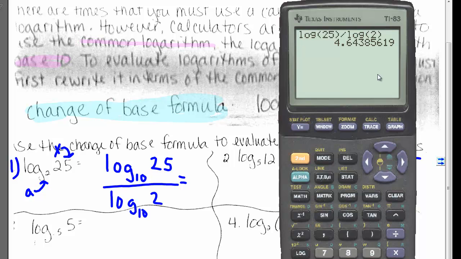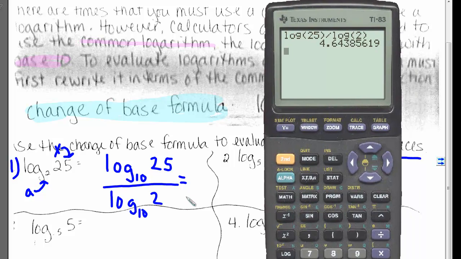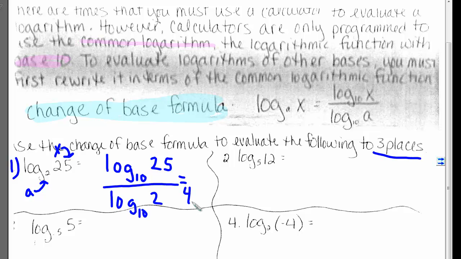And we get 4.64385619. I want to round this to 3 decimal places, so this will be 4.644, or 4 and 644 thousandths.